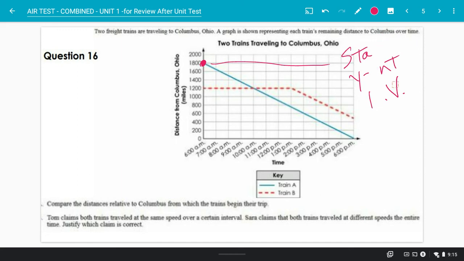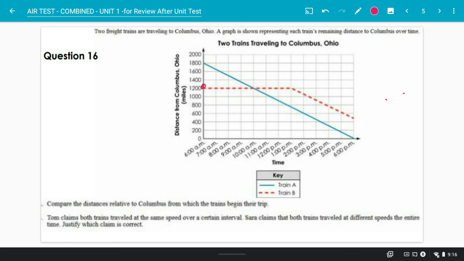Okay? So, yes, it's where it starts. And how far is it from Columbus? 1,800 miles. It's got a long way to go. Now, once it starts moving, what would you say happens? Constant rate of change. It's a straight line, isn't it? It looks like it's going the same speed the whole way. Yes, because it has a constant rate of change. And once it starts moving, does it ever stop? No, it doesn't stop.